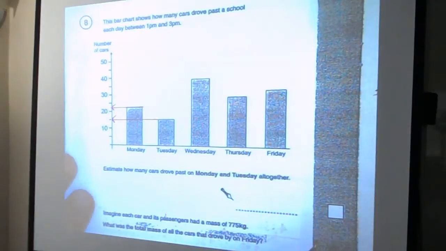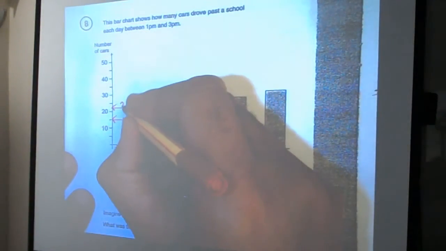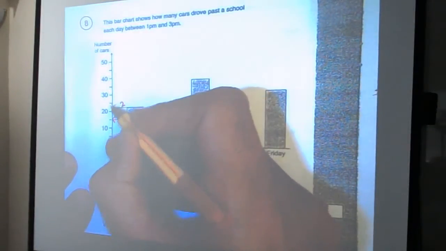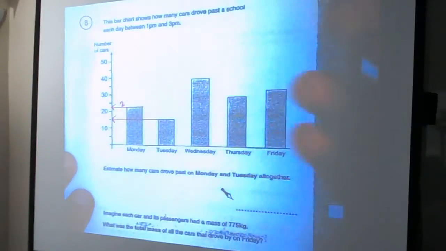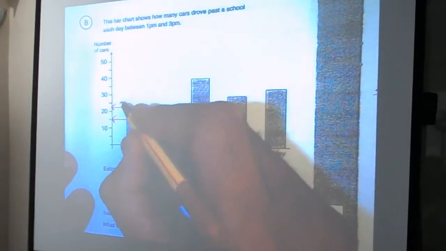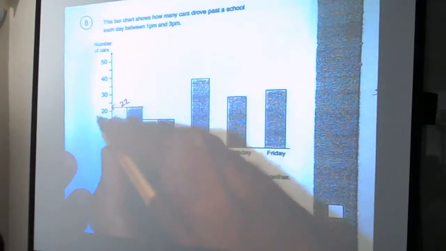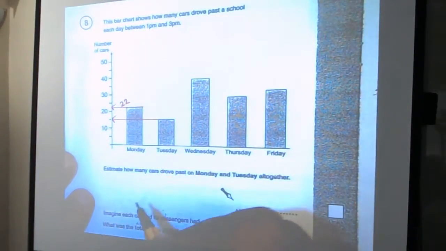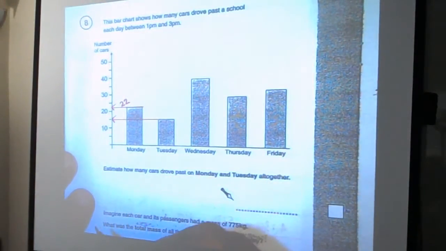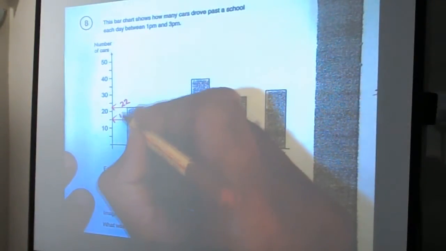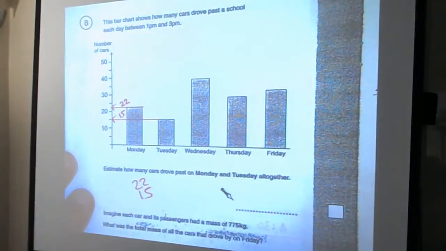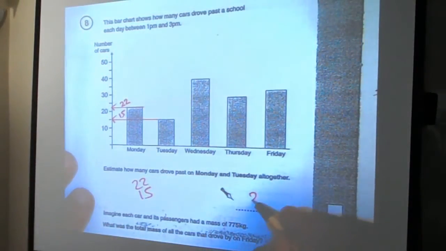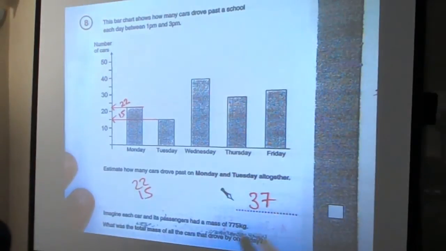Okay, what kind of values do we get for Monday? 22? I got 25. It's half way between 20 and 25, so 22 and a half. We can't really have 22 and a half cars, but around 22 or 23 will do for that number. And what about Tuesday, Zach? Tuesday was bang on 15. So if we do 22 and add 15, that's not rocket science. That'll give us an answer of 37 or even 38.